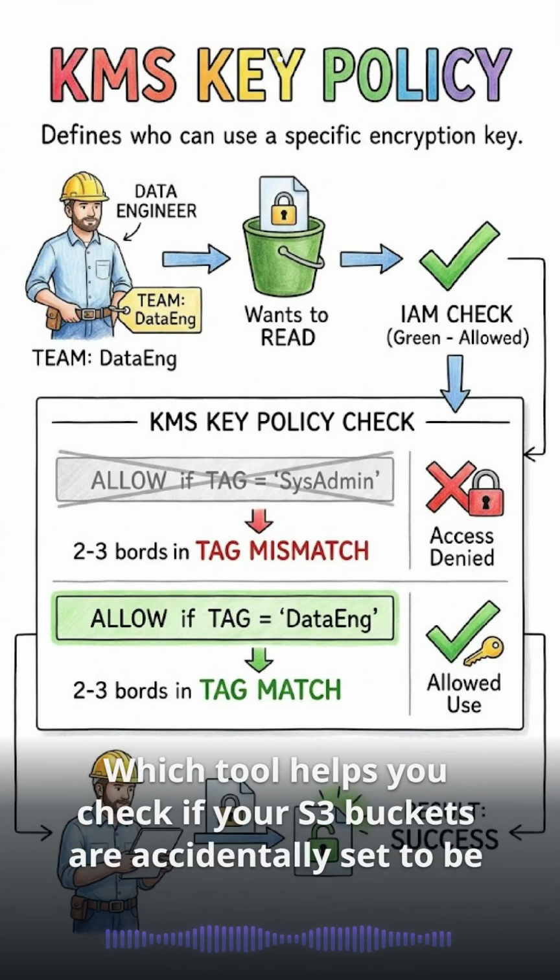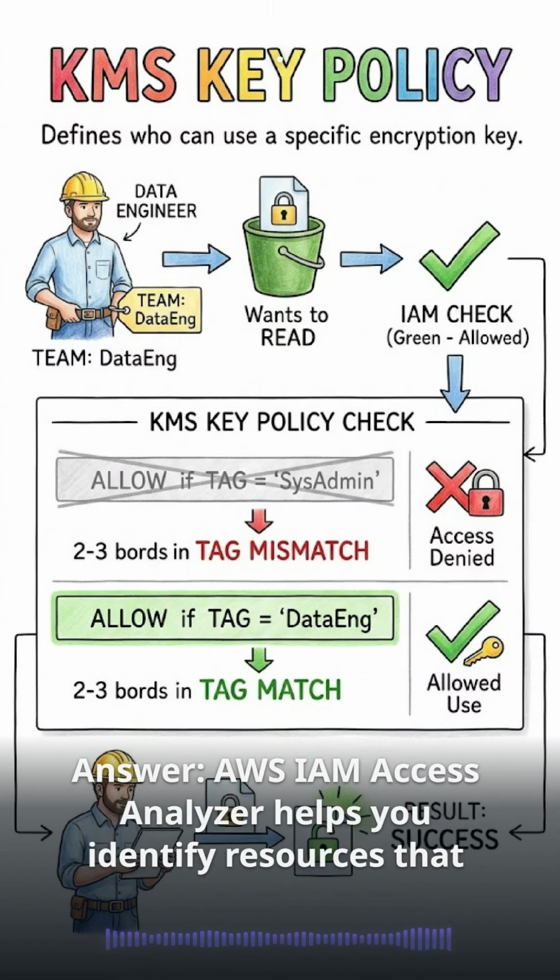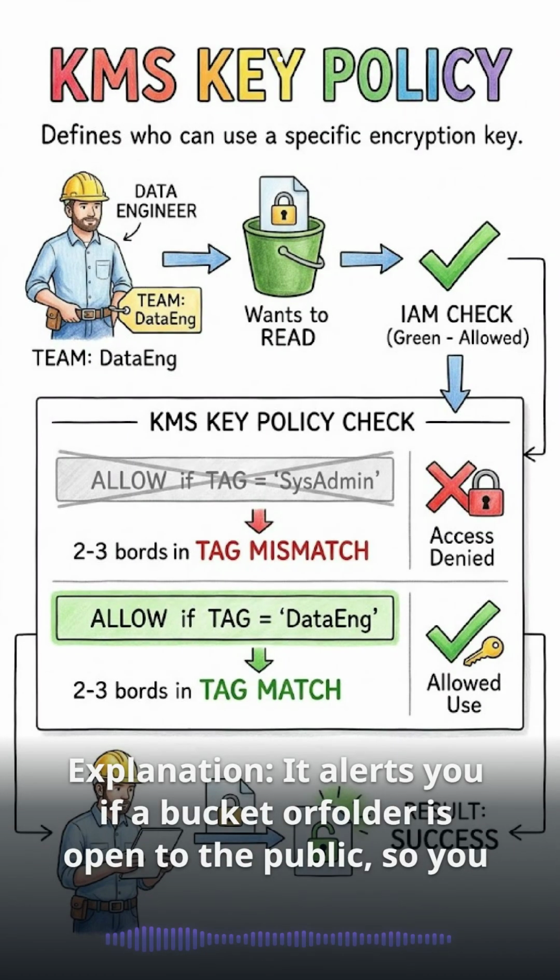53. Which tool helps you check if your S3 buckets are accidentally set to be publicly accessible? AWS IAM Access Analyzer helps you identify resources that are shared with people outside your AWS account. It alerts you if a bucket or folder is open to the public, so you can fix the error quickly.